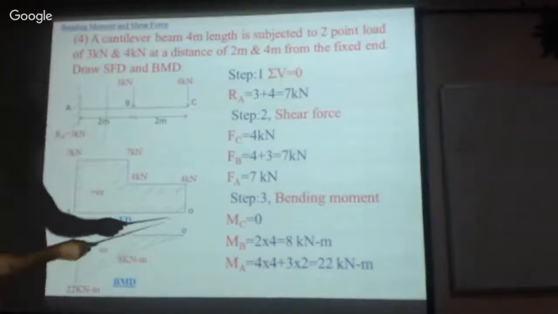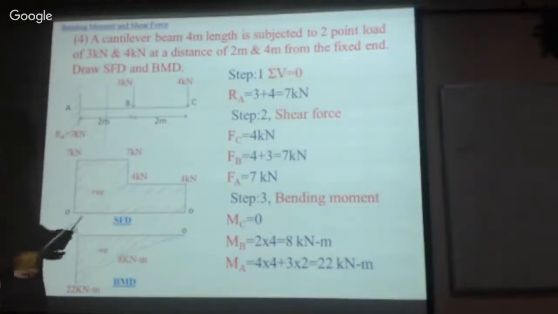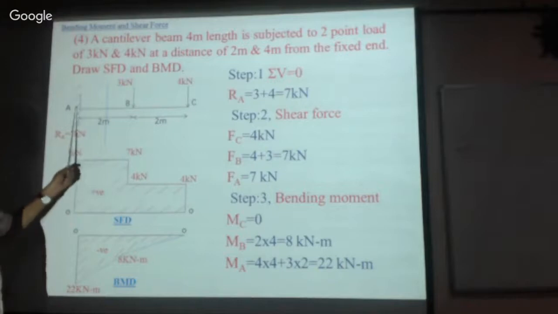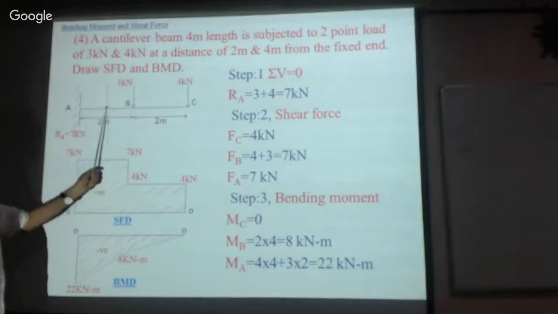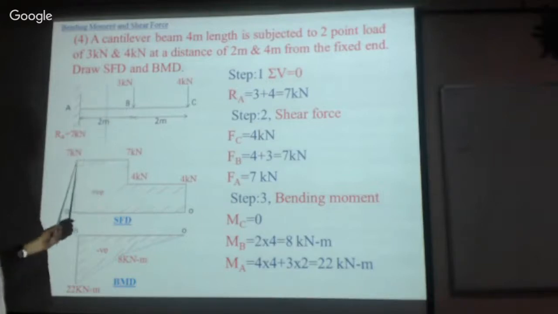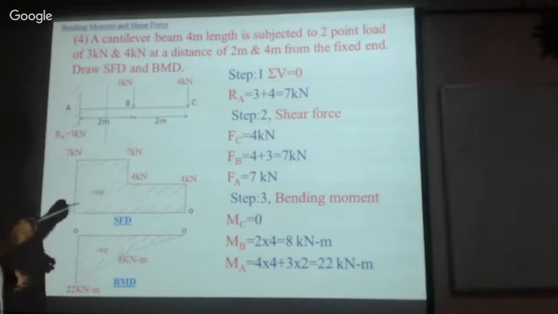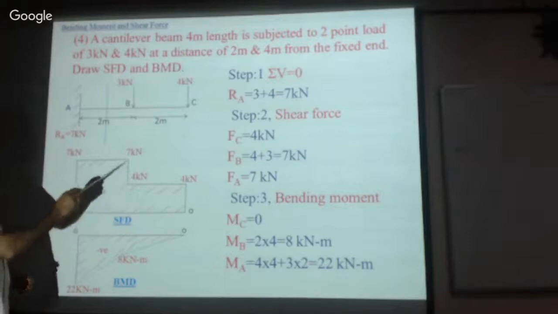That is zero reference. Now here 7 kN is acting upward. Go up by 7 kN. Between A and B, wherever you calculate the shear force, a 7 kN force is available. So from here to here, wherever you measure, it is 7 kN.